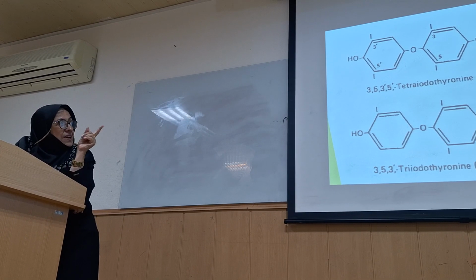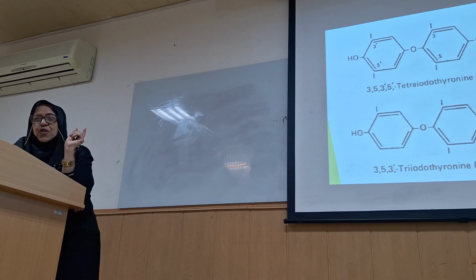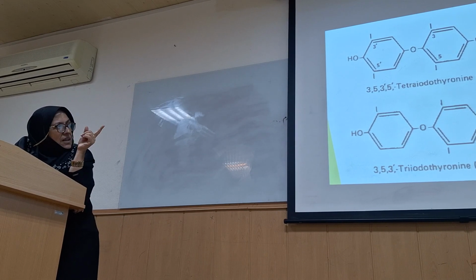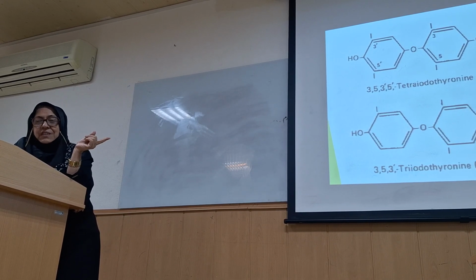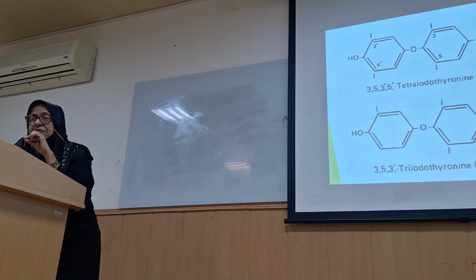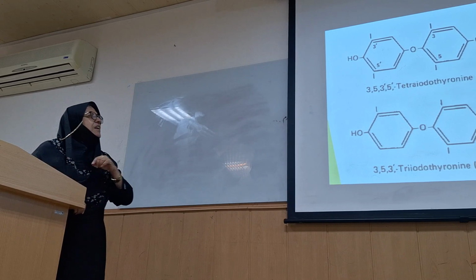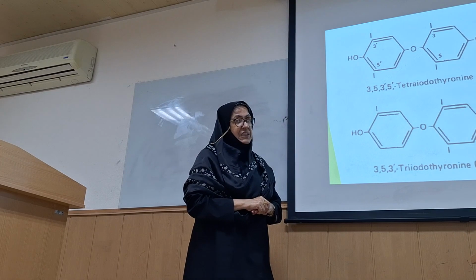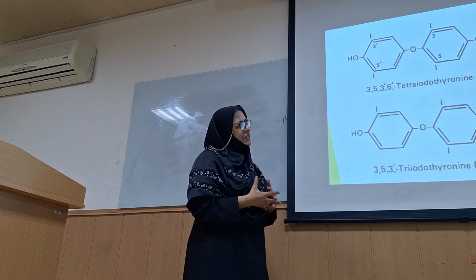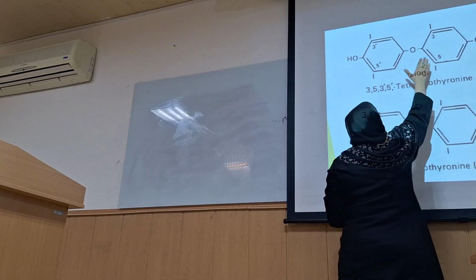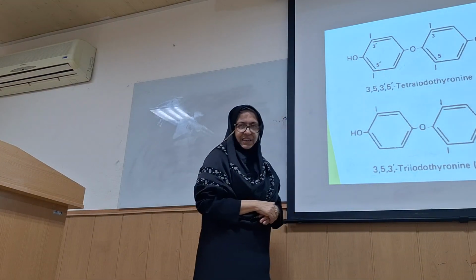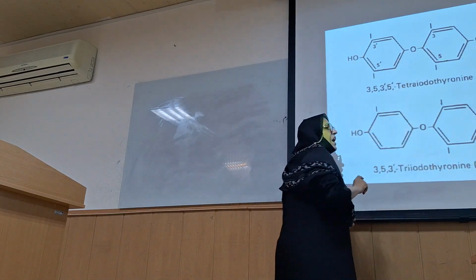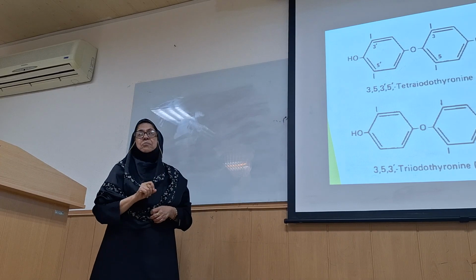Okay? But T3 is active form of thyroid hormones in our body and in the blood. T4 convert to T3. T3 is active form of thyroid hormones. Okay? You see in this slide two rings of thyroid hormones, A ring and B ring. Between A and B ring there is oxygen bond.